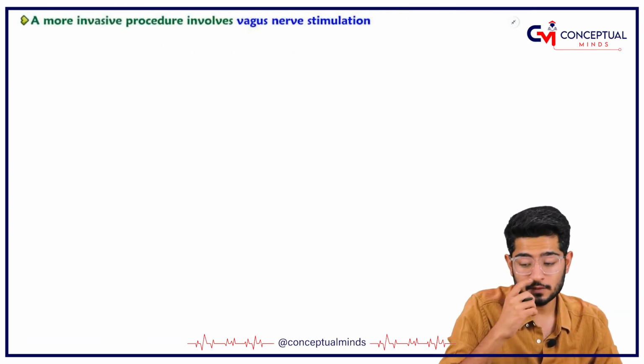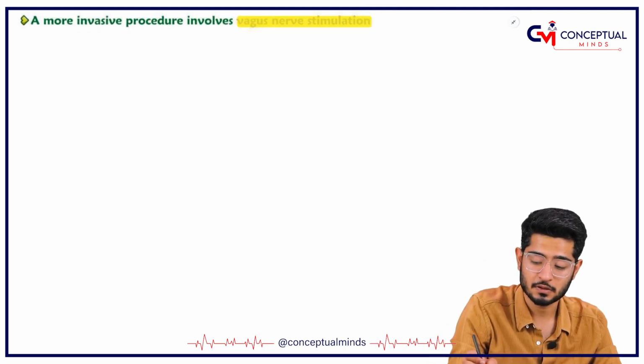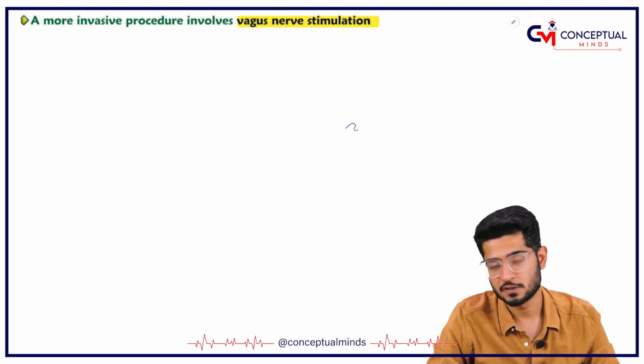So more invasive process, one invasive process has also been tried in LG syndrome, and that is called vagus nerve stimulation. It's equally important.